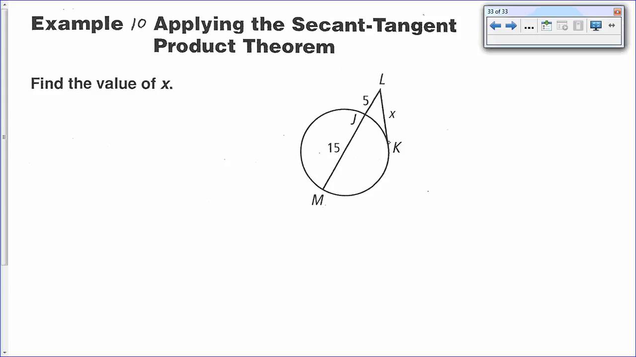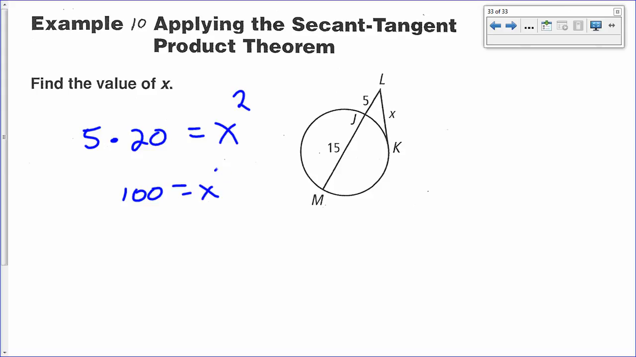Last one. This is a secant and a tangent. Same formula though. Outside times the whole thing, 20, equals the outside times the whole thing. Well, they're both x, so x squared. So this is 100 equals x squared, and then we take the square root, and we get 10.